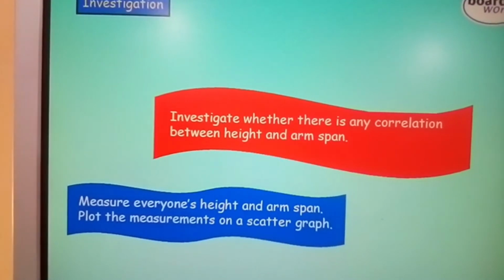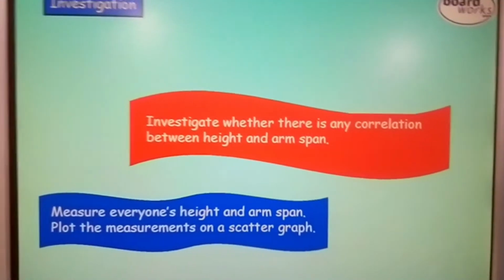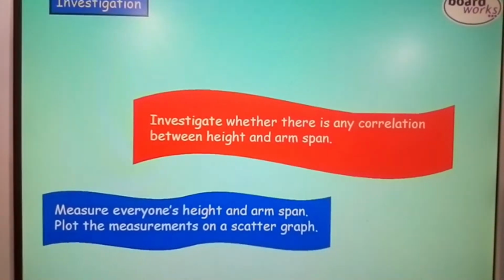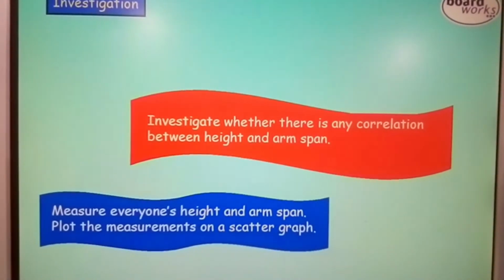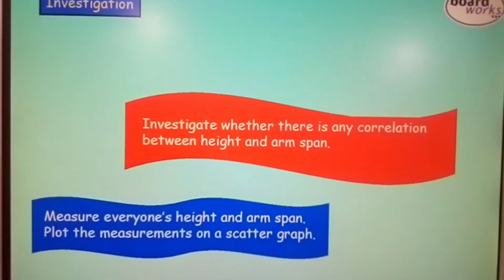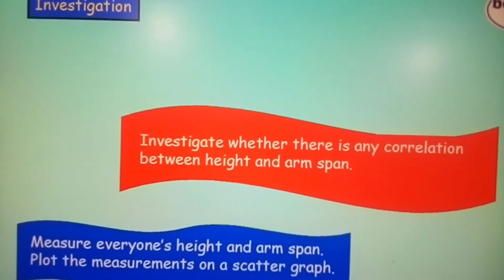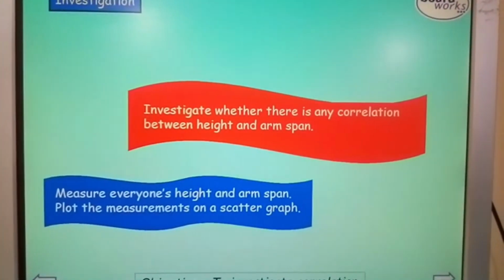Investigate whether there is any correlation between height and arm span. Measure everyone's height and arm span. Plot the measurements on a scatter graph. Not everyone, okay? We're going to assume it's the number of people in the classroom that you're going to be using. So make sure you can see this.